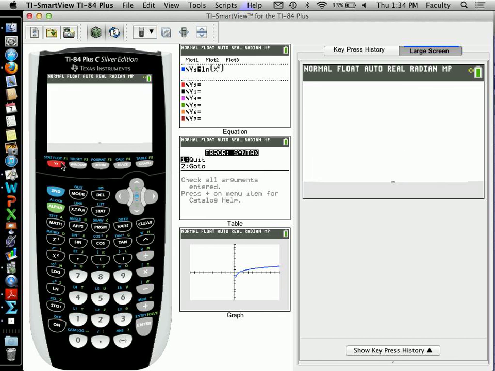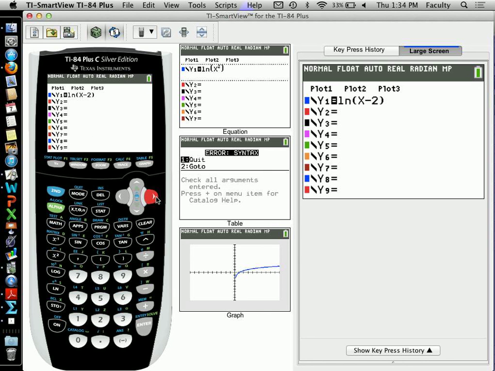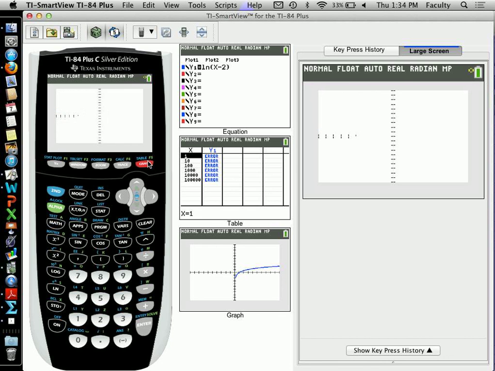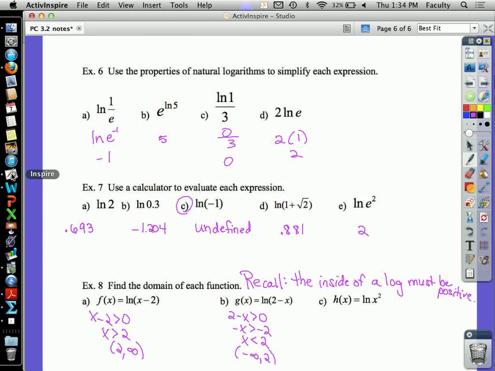Then let's go back to the y screen and let's make this ln of 2 minus x and press graph. Wow, I mean that explains why it's on the other side now. Do you see that? So it still has the vertical asymptote at x equals 2, but it's the graph everywhere to the left of it. So that's pretty interesting. Now, letter C, this is a challenge domain.